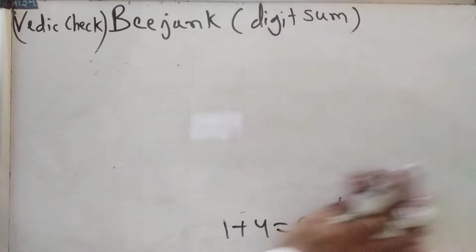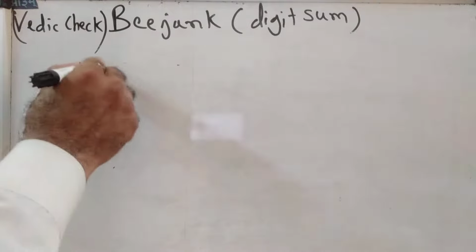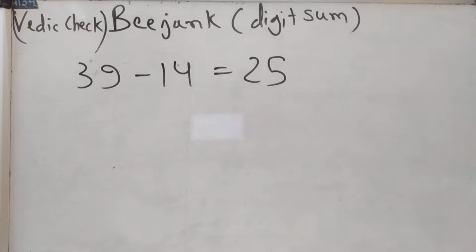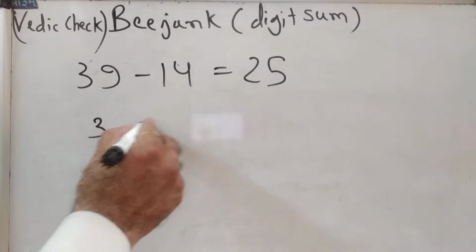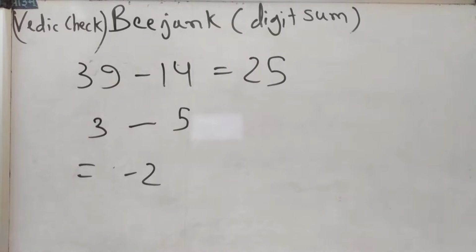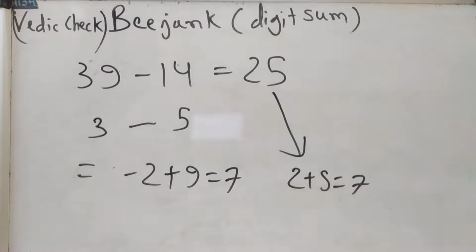We take one more example, an example of subtraction. 39 minus 14 equal to 25. Here Bijank of 39, this 9 can be deleted, will be 3. And Bijank of 14 will be 5. But 3 minus 5 is minus 2. Whenever Bijank is negative, then make it positive by adding 9 to it. So minus 2 plus 9 is 7. And for RHS, the Bijank is 2 plus 5, 7. As Bijank of both sides is equal, the answer is correct.